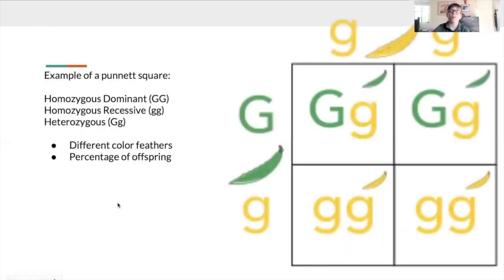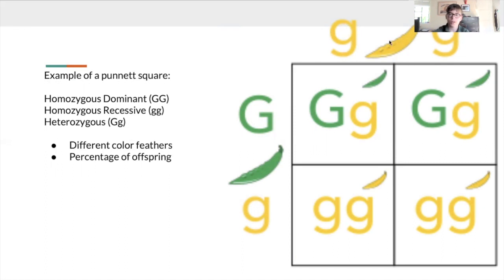The second topic we'll be going to is a Punnett square. Now, this may look complicated, but don't be fooled. It's actually really simple to understand. There are three types of genes in a Punnett square. The parents are listed here.